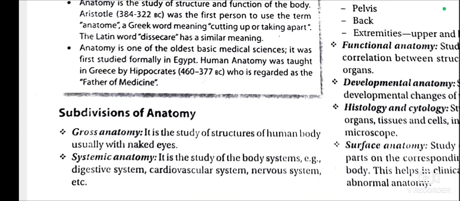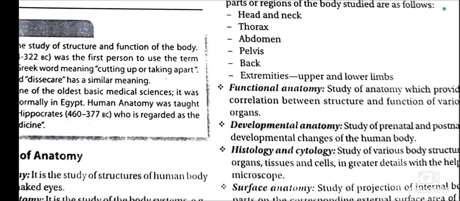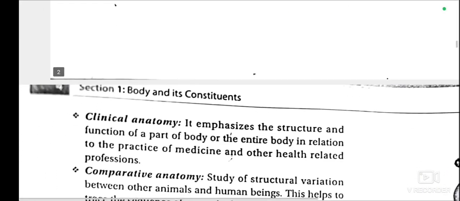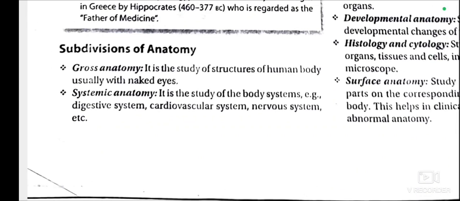There are many subdivisions, that is gross anatomy, systemic anatomy, regional anatomy, functional anatomy, developmental anatomy, histology and cytology, surface anatomy, and one more, clinical anatomy and comparative anatomy. One by one we will discuss them in this video. What is meant by gross anatomy? Gross anatomy is the study of structures of the human body, usually with the naked eyes. That is known as gross anatomy.